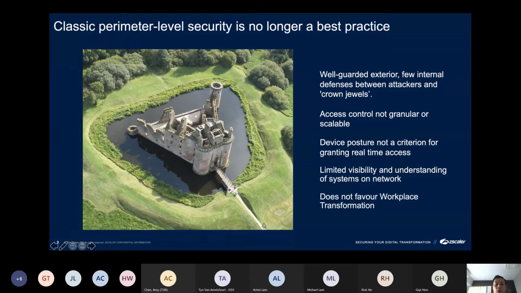And it doesn't favor workplace transformation, because once you have this kind of infrastructure and leverage traditional VPN to secure your users, in many cases you are asking users to send all the traffic back to the offices, back to the data centers, before they can access the internet and internal resources. So this will not favor workplace transformation, and this will not be scalable. This will be slow for your remote workers to access the internet as well.